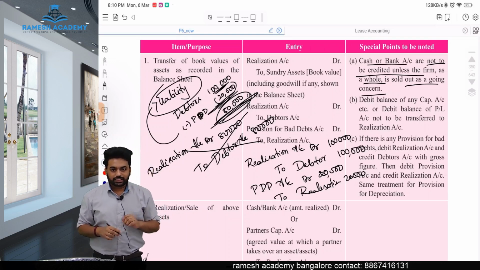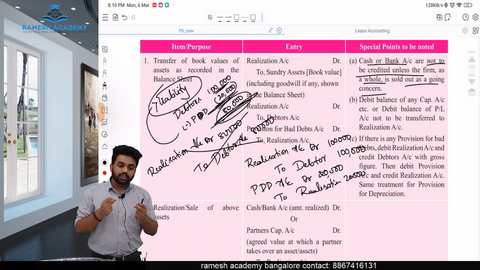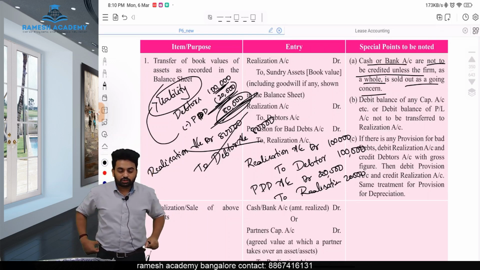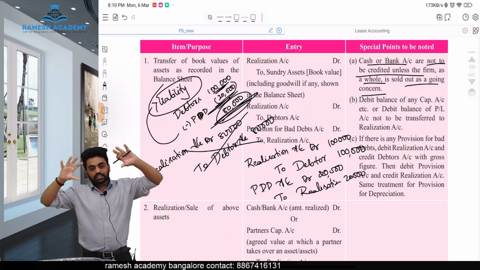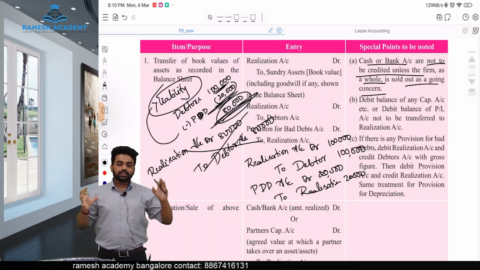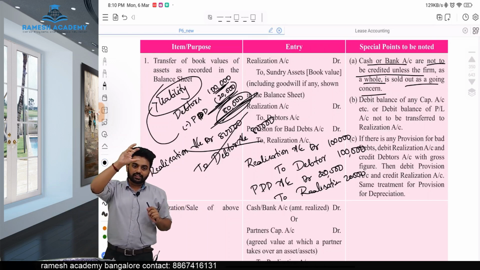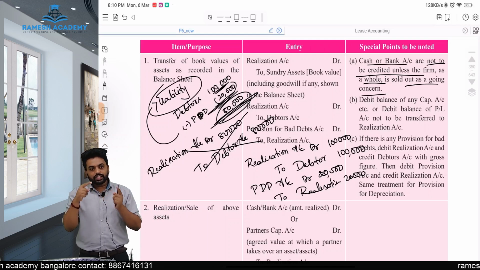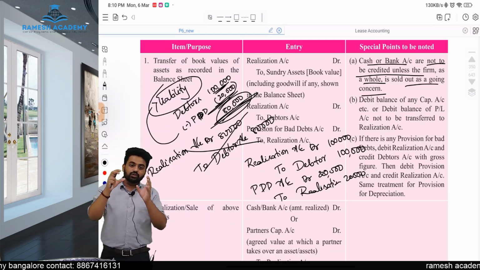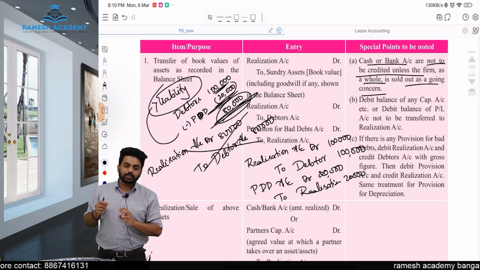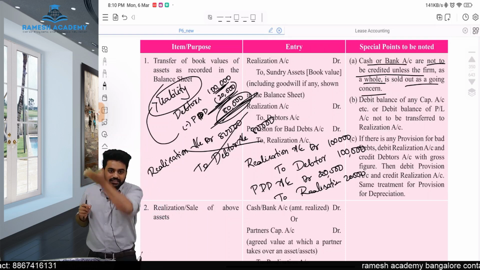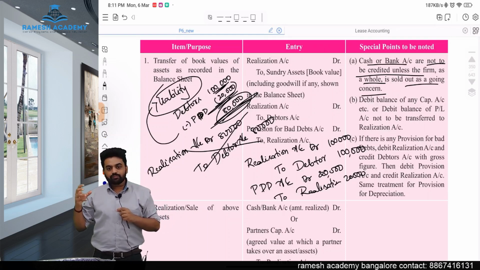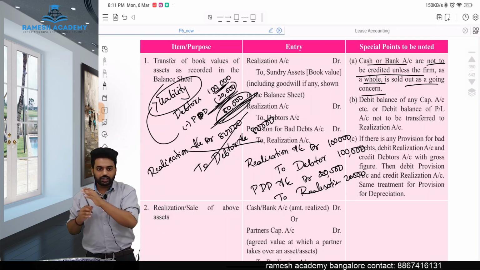Why, sir? Because debtors might be your asset, but provision for doubtful debt or provision for bad debt is your liability. So the gross debtors, which is your asset, you have to pass first: realization account debit to debtors. The PDD is there, no? That provision for doubtful debt or provision for bad debt, you have to transfer along with the liabilities. What will be the entry? Liability will be showing a credit balance, now you debit it. So the entry is: PDD account debit to realization account.